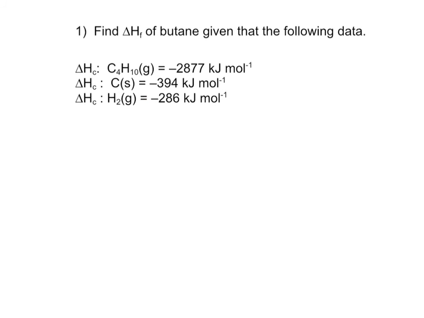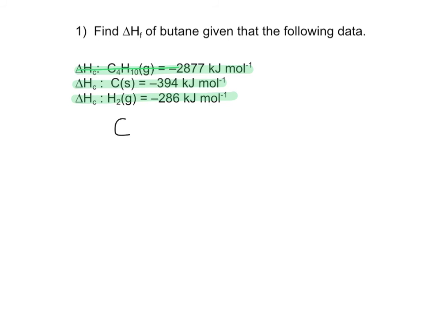Now before we leave it, let's just look at number 1 on page 49. Again, we are given these delta HC values. It's important that we remember that we're using delta HC. We're using what the question gives us. We're expecting our arrows to point down. We're told to find the delta HF of butane. So let's write the equation for the delta HF of this butane.